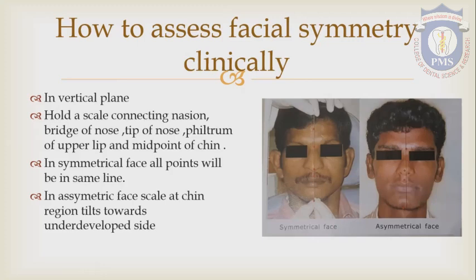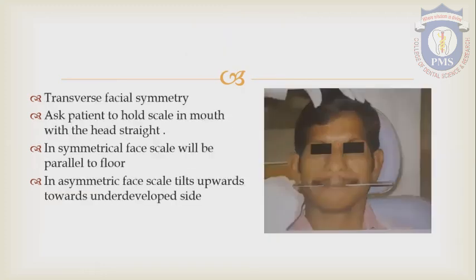And a fun fact, they found out that one of the most symmetric faces belongs to beloved Hollywood actor Denzel Washington. Yeah, so you can see his face. So transverse facial symmetry: ask the patient to hold the scale in mouth with the head straight.